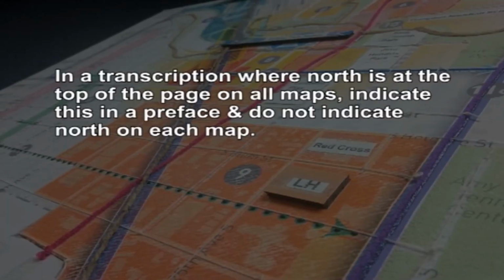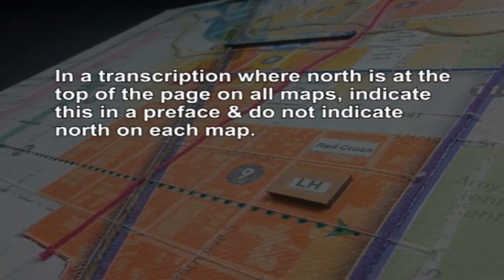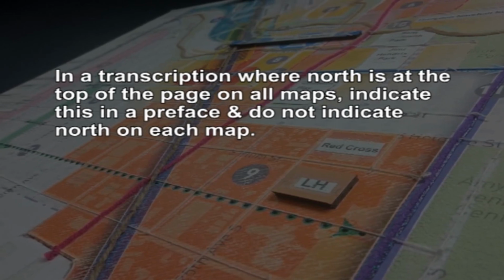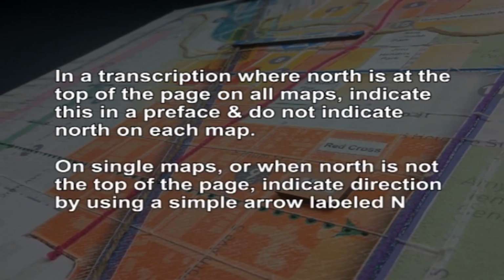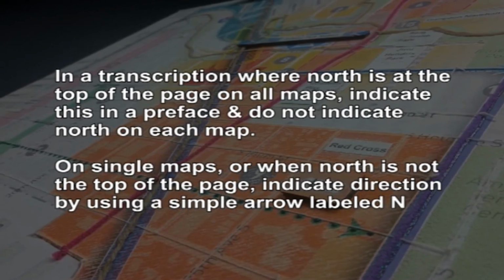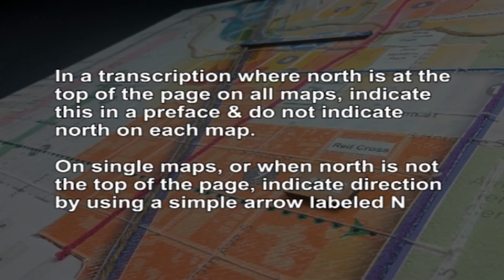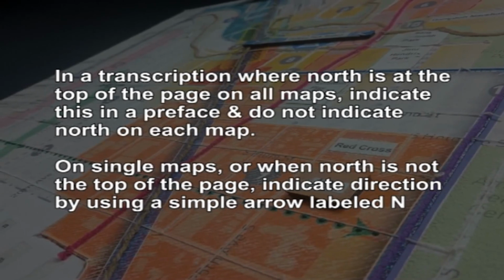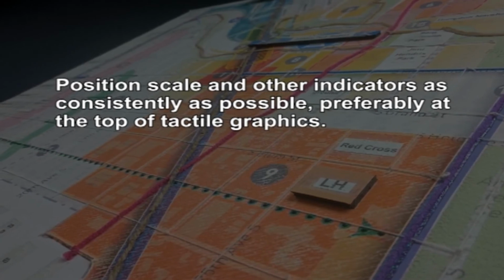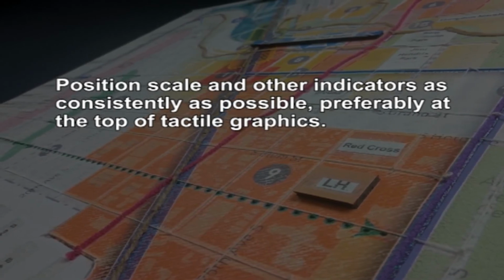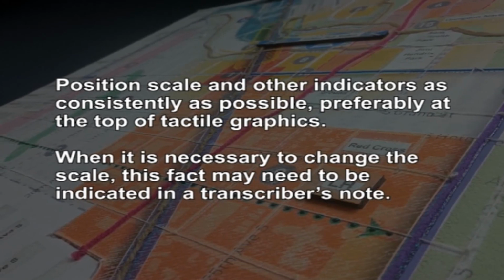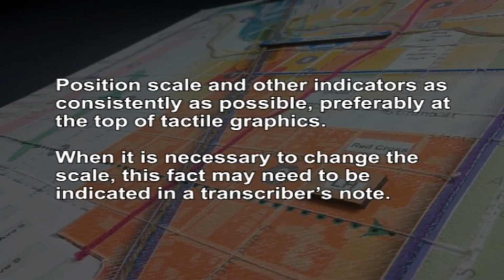Where north is at the top of the page on all maps, indicate this in a preface and do not indicate north on each map. On single maps or when north is not the top of the page, indicate direction by using a simple arrow labeled N. Position scale and other indicators as consistently as possible, preferably at the top of tactile graphics. When it is necessary to change the scale, this fact may need to be indicated in a transcriber's note.